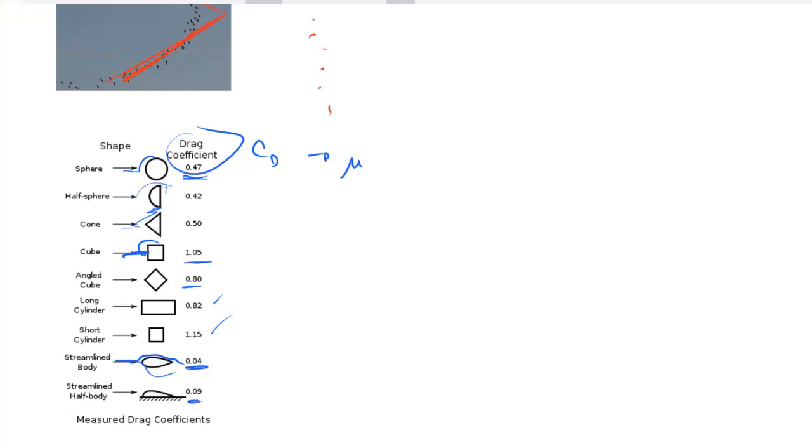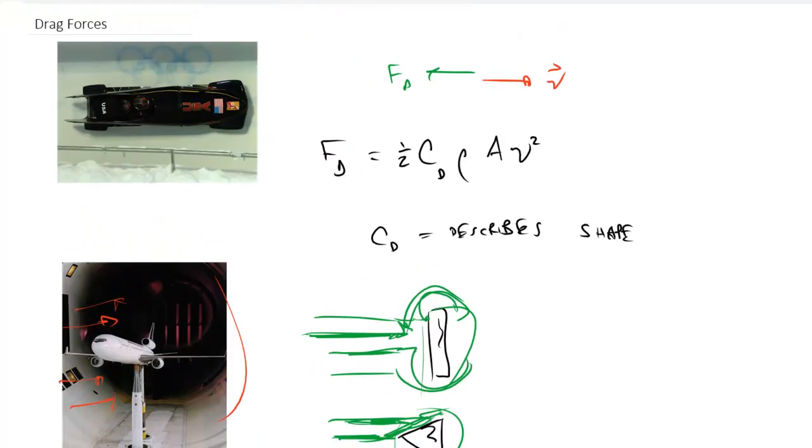And there's more to it than just when the air hits. Also, when air flows over the back of something, it has a tendency sometimes to curl like this and become turbulent. If you have a streamlined body, it allows the flow not only to separate very slowly, but to come back together very slowly, so that you don't get this turbulent flow behind. That's why a streamlined body has such a low drag coefficient. Anyways, the drag coefficient describes the shape.